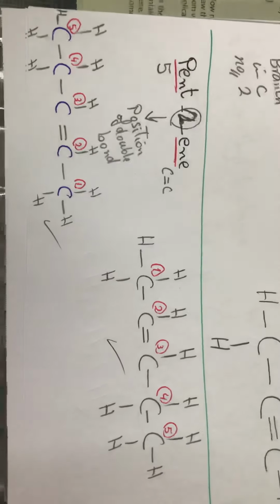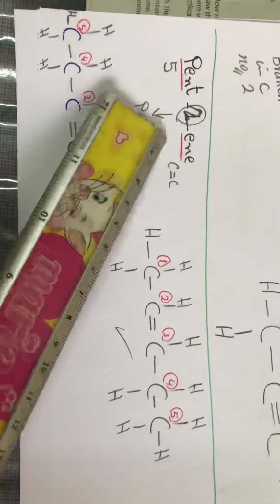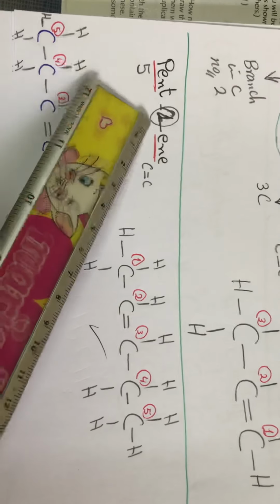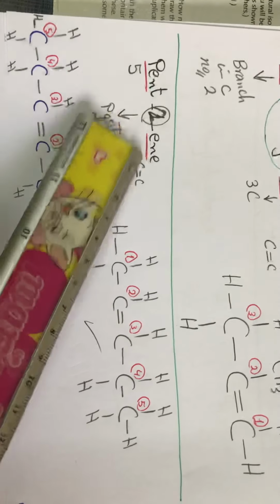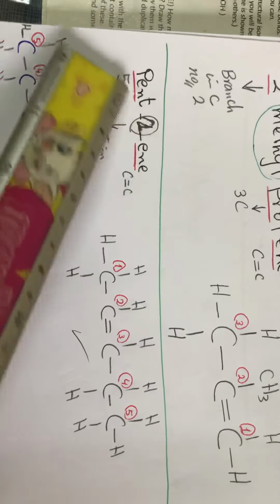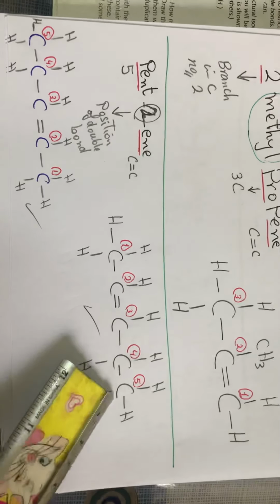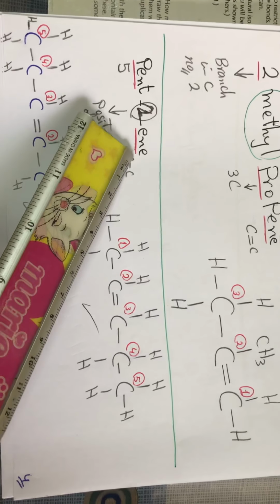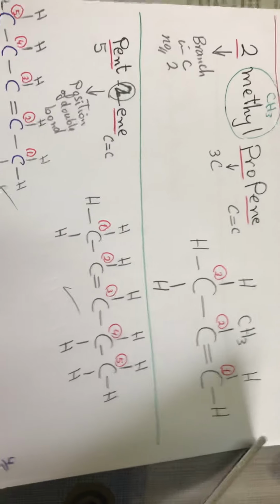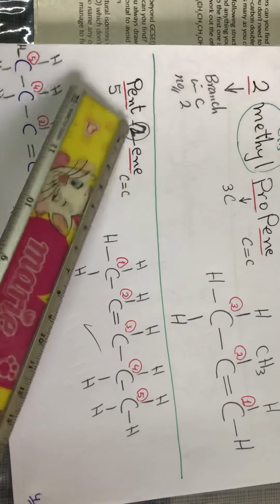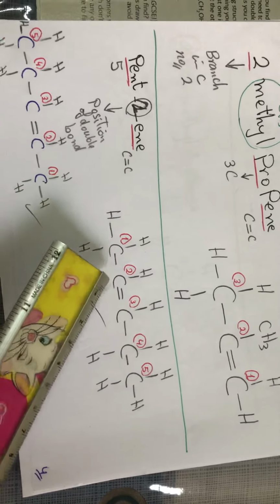I'll complete here. We have pent-2-ene. I said to you, if you have a number in the name, that's to say the position of the double bonding. Okay, so pent, I have 1, 2, 3, 4, 5 carbon. Ene, I have double bonding. Where is the position of this double bonding? In carbon number 2. So I made it 2 times for you.